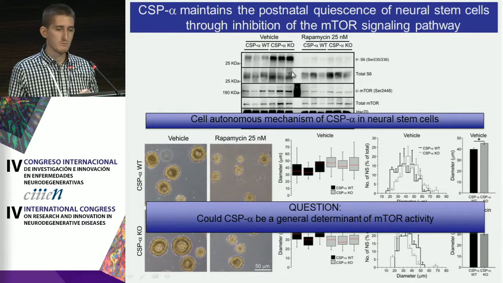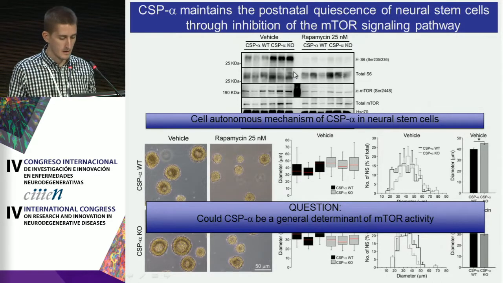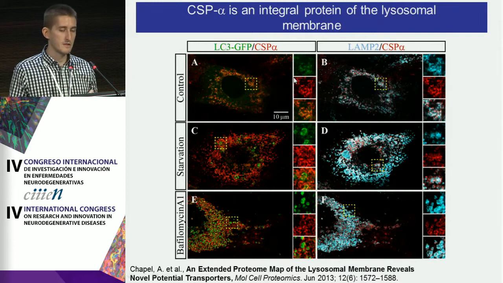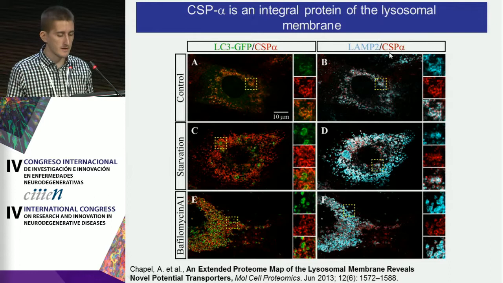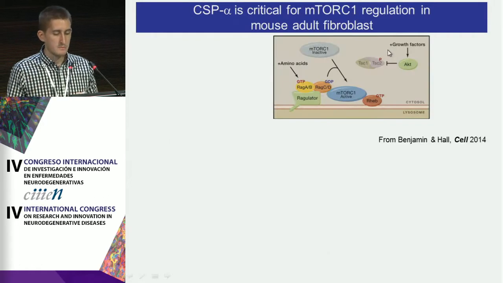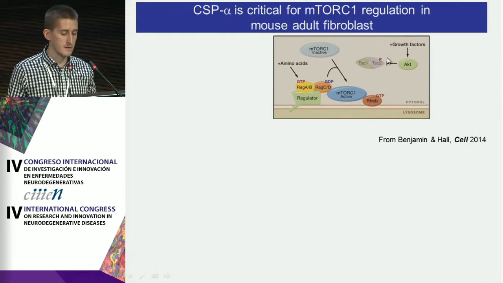So we decided to get out of the brain to modulate this pathway and really study whether or not this was happening. We have found that CSP is expressed in almost every single cell type in the body and is specifically targeted to the lysosomal membrane, usually found colocalizing with lysosomal markers. And this is important because the lysosome is the place where the integration of signals for mTOR takes place.